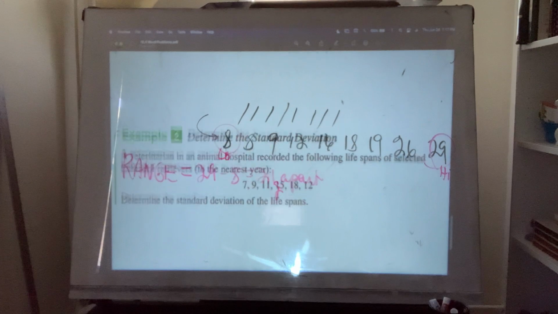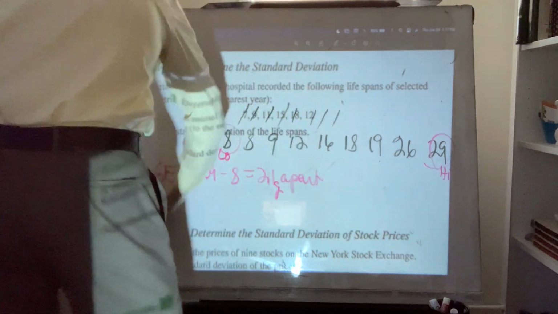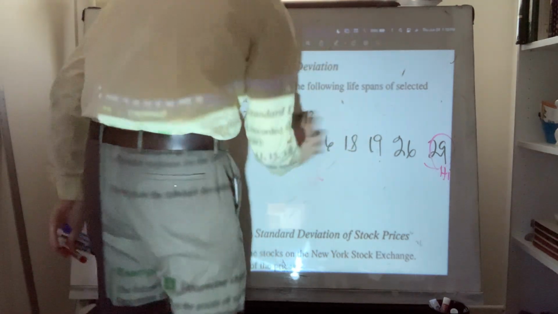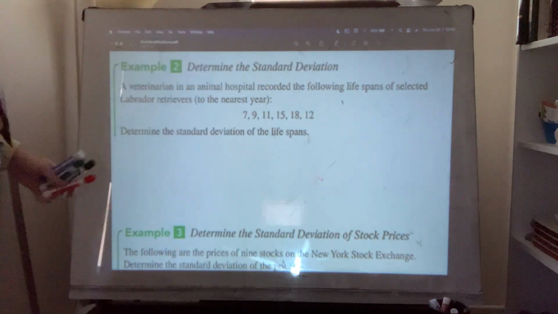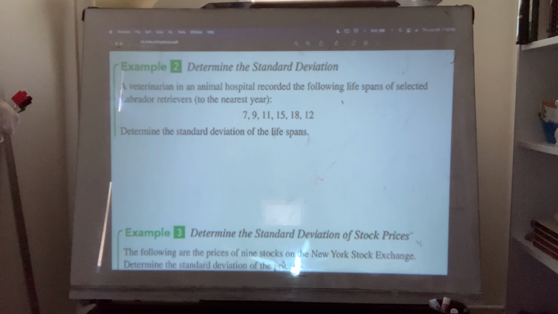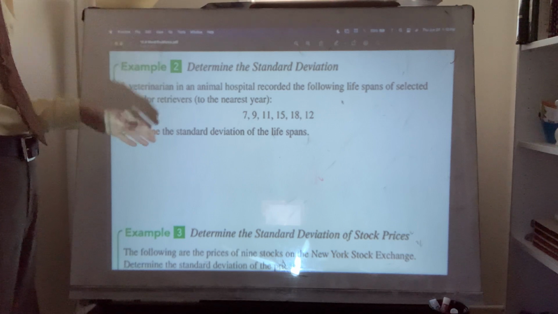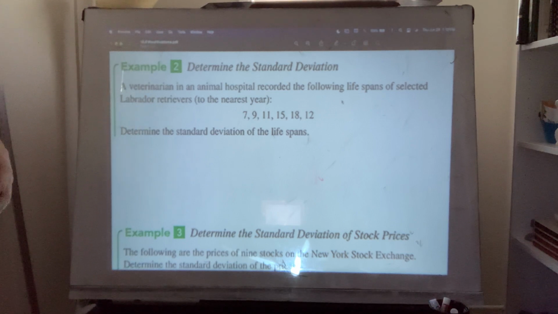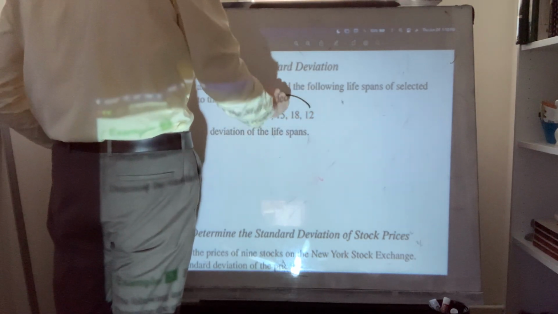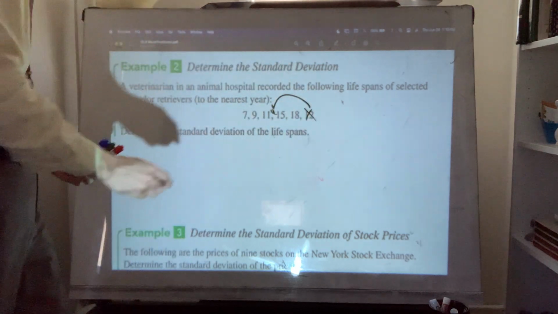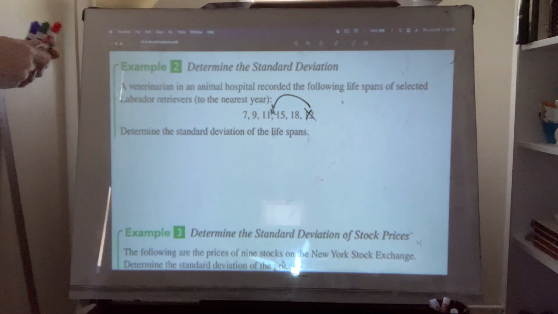If you're going to calculate the standard deviation, definitely want to use your calculator, because as you know, it's a tedious process, and if you've done it by hand, you appreciate that. Even if you've done it in Excel in the very piecemeal way that I illustrated, you can see it's tedious. It takes a lot of time. A veterinarian in an animal hospital recorded the following lifespans of selected Labrador retrievers to the nearest year. This is not quite in numerical order, but very close. Here's 12. That's not a 2, that's a 12. Determine the standard deviation of that.